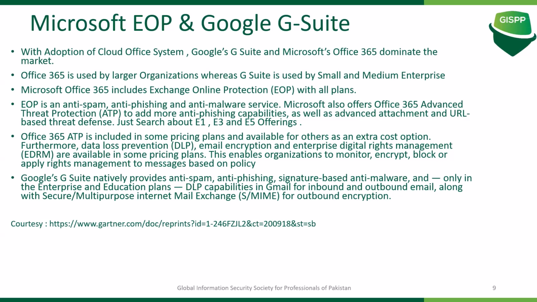On the other hand, Google G Suite natively provides anti-spam, anti-phishing, and signature-based anti-malware, and only for the enterprise and education plans does it also provide DLP capabilities for inbound and outbound, and S/MIME for outbound encryption. The difference between Microsoft Office 365 and Google G Suite is that with Google G Suite, you have to have a Google mailbox, whereas you cannot have an on-premises mailbox. But in the case of Office 365, you can have on-premises mailboxes as well. So this is a key difference between them.